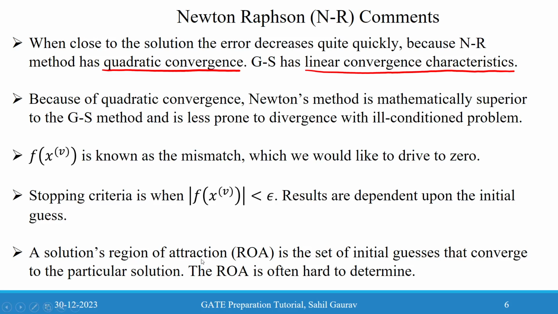A solution's region of attraction is the set of initial guesses that converge to the particular solution, and the region of attraction is often hard to determine.